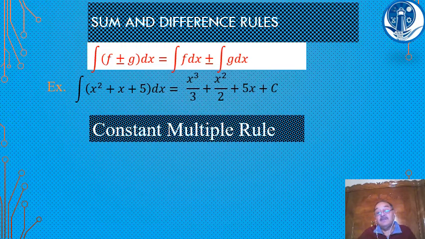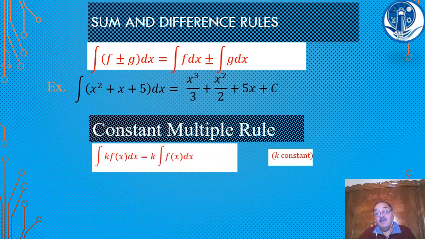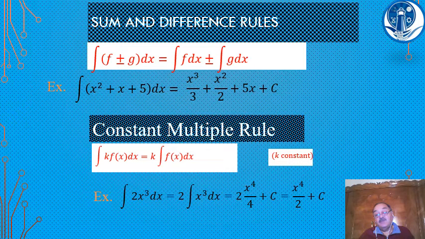Okay, constant multiple rule. What does the constant multiple rule mean? If you have k times f of x, k comes out of the integration, so it is k times the integration of f of x, where k is a constant. As an example, the integration of 2x cubed dx equals 2 times the integration of x cubed dx, equals 2 times x power 4 over 4, plus c, equals x power 4 over 2 plus c.